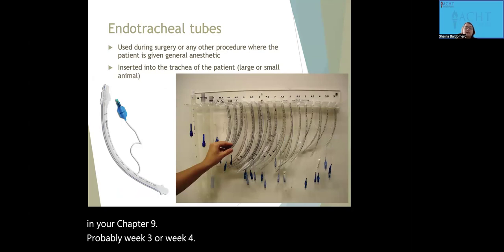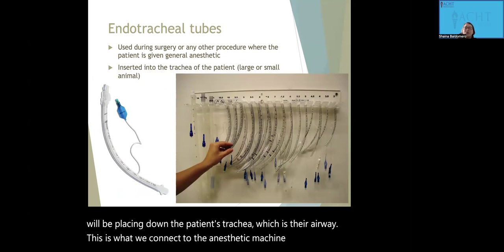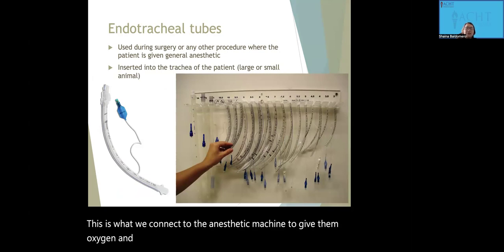The next topic here is endotracheal tubes. This is the tube that you will be placing down the patient's trachea, which is their airway. This is what we connect to the anesthetic machine to give them oxygen and anesthetic gas during the surgery. This is how we keep them anesthetized.